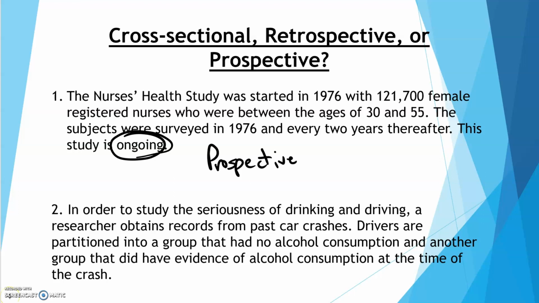All right, number 2. In order to study the seriousness of drinking and driving, a researcher obtained records from past car crashes. I can stop right there. Okay, so these records are already on file. So this is already there. They're just going back and looking at the data. So this has got to be retrospective.